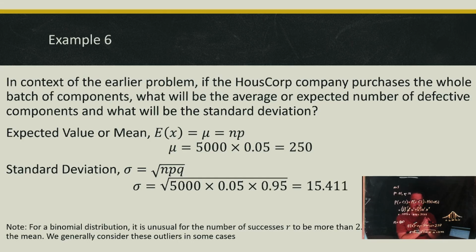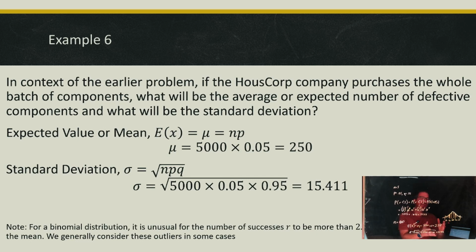The last thing I want to note is that for a binomial distribution, it is unusual for the number of successes R to be more than 2.5 standard deviations away. Basically, there's a cutoff, about plus or minus 2.5 standard deviations, where values that fall out there are generally considered an outlier. Doesn't mean that they're wrong, it just means that they are unusual outcomes.